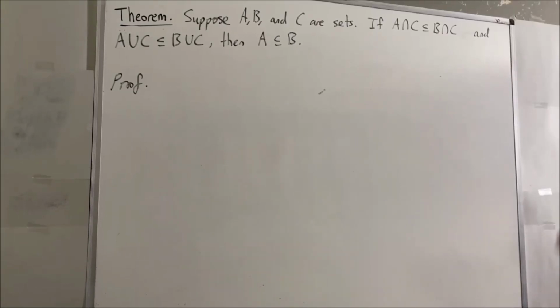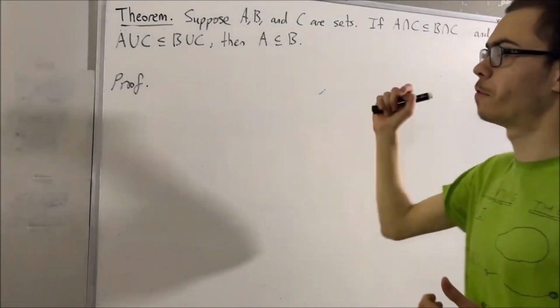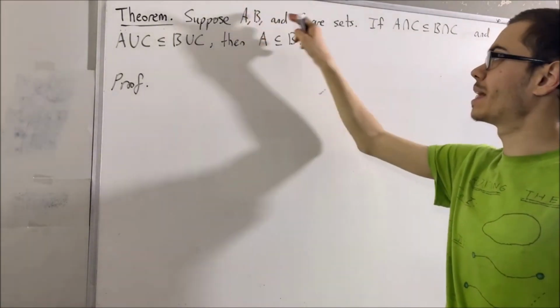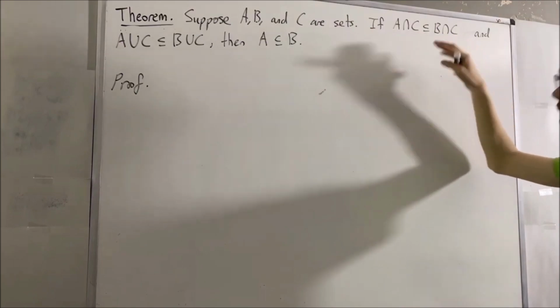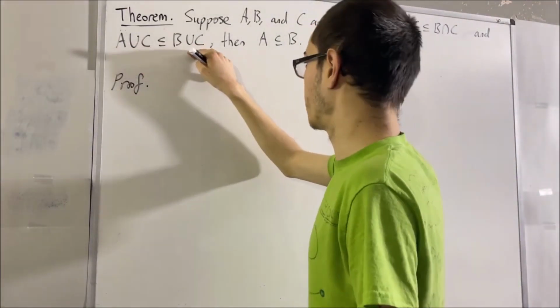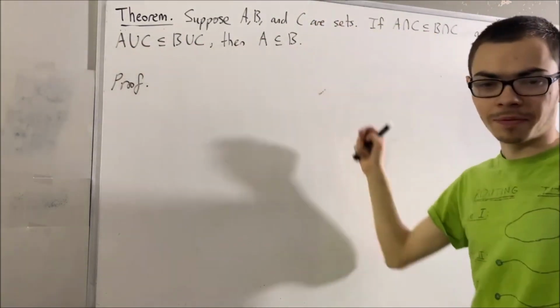Hello! In this video, we are going to prove the following theorem. Suppose A, B, and C are sets. If A ∩ C is a subset of B ∩ C, and A ∪ C is a subset of B ∪ C, then A is a subset of B.